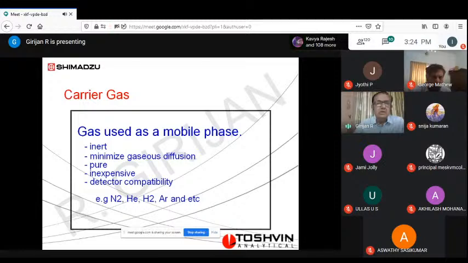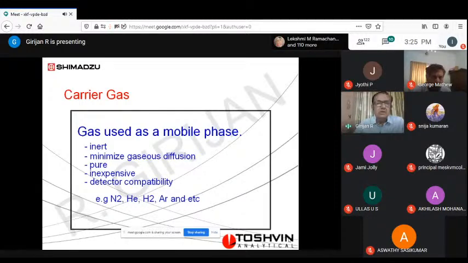But most of the users don't use hydrogen because hydrogen, as everyone knows, is a flammable gas. The column, with hydrogen passing through it, is inside an oven. Suppose there is a minute leakage inside, there is a high temperature. That's a safety hazard because it is a flammable gas. That's the reason why people are not preferring to use hydrogen as the mobile phase.